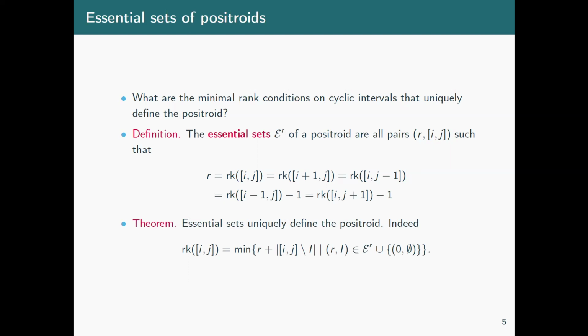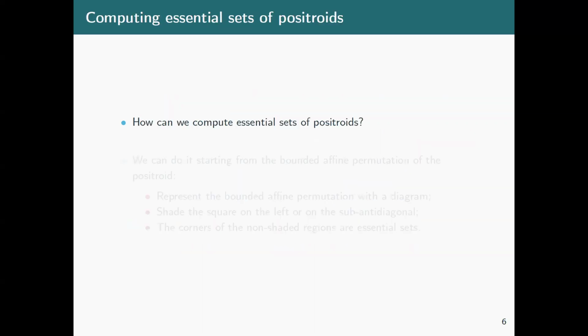Okay, but now you might say, well, if I know the whole rank function and then I have to compute what these intervals are, that's not going to help me much because I anyway still need the whole rank function. So how else can we compute essential sets of a positroid? There is a nice way of computing essential sets of a positroid from the corresponding bounded affine permutation.